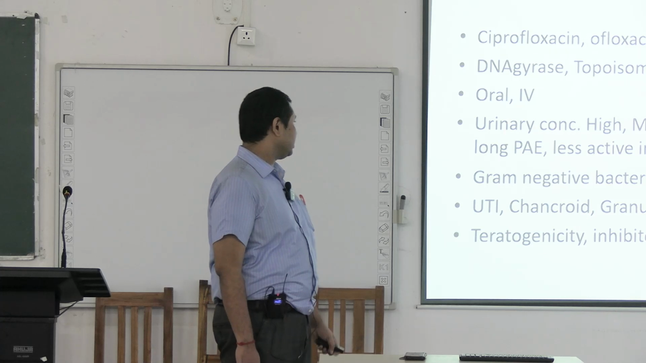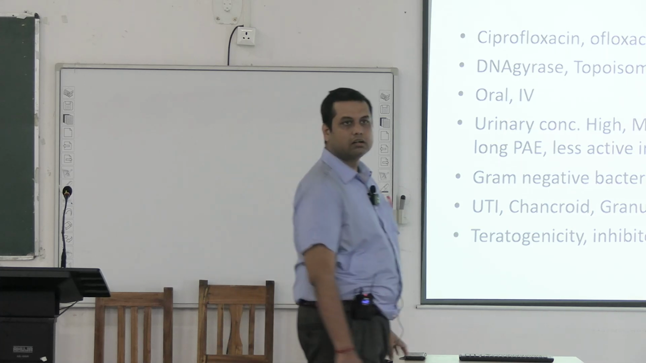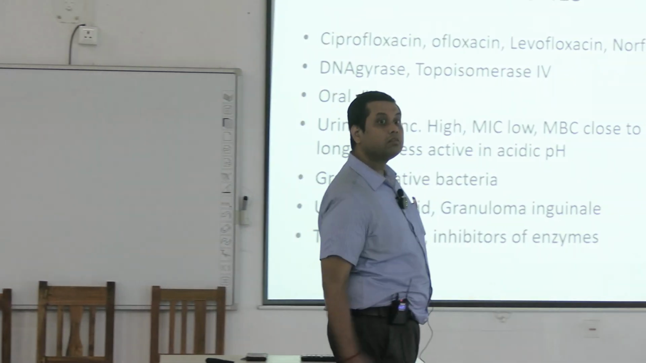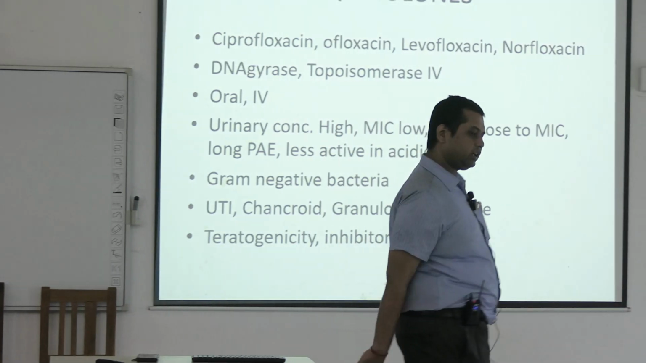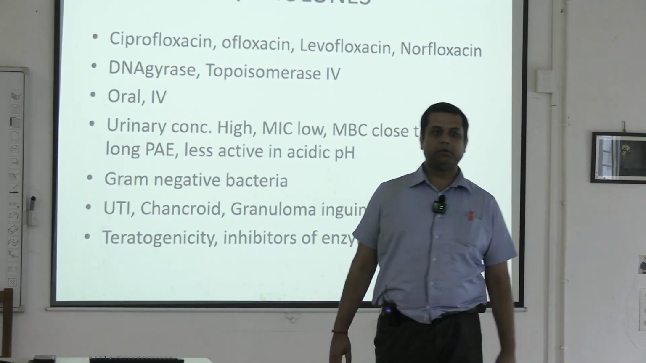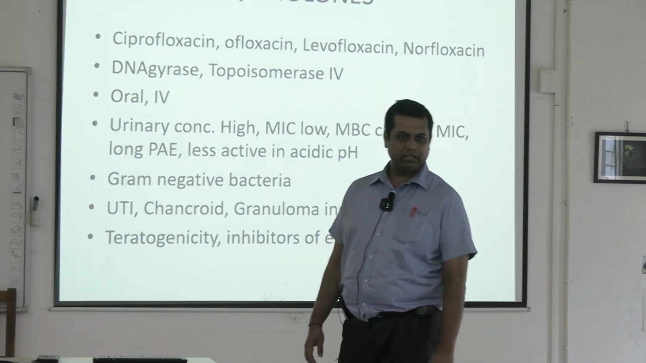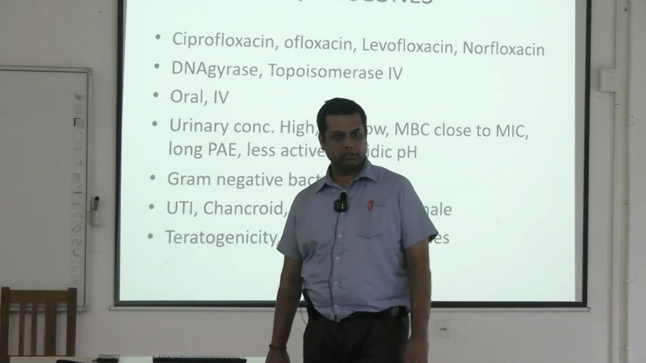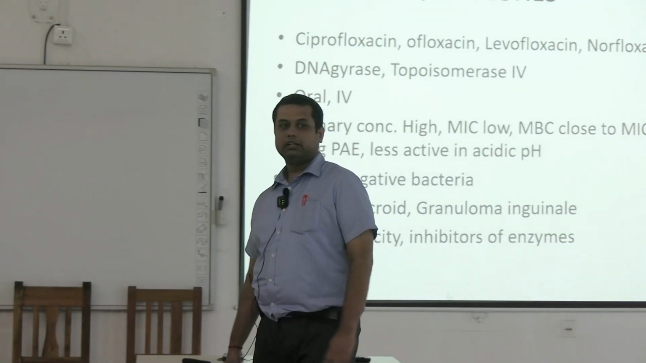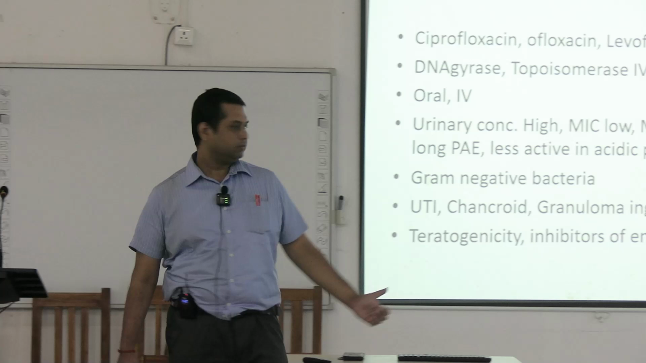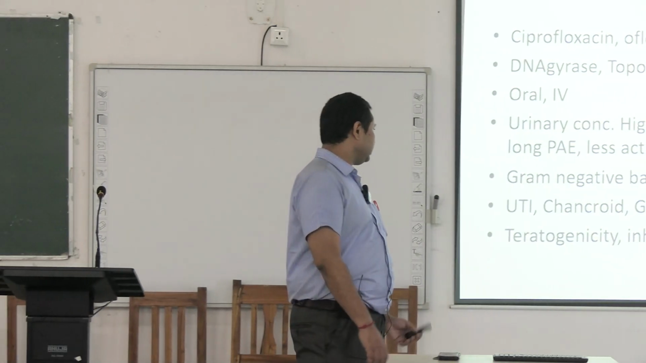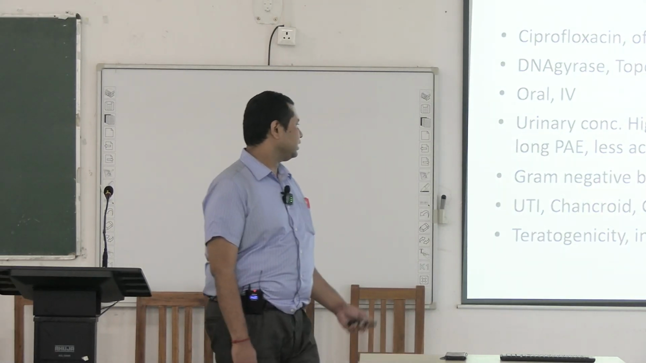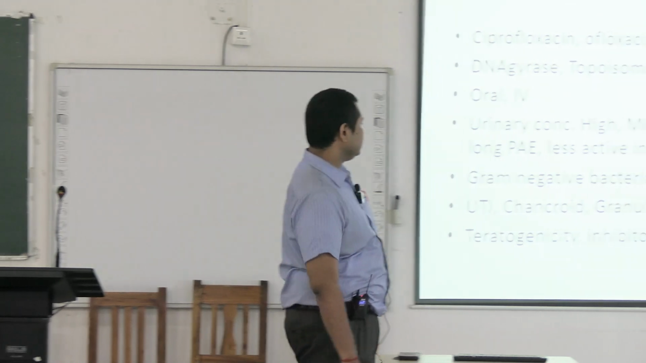So what is chancroid? Haemophilus ducreyi. Painful ulcer in the genitalia caused by Haemophilus ducreyi. It's an STD. Fluoroquinolones are effective against chancroid. Granuloma inguinale.